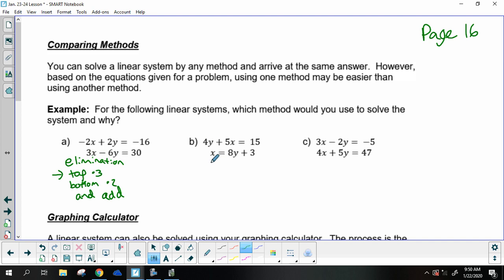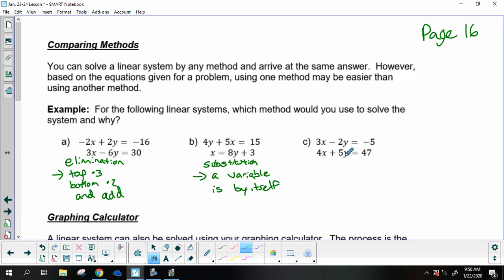For part B, one variable is by itself. That means I would probably substitute the 8y plus 3 in for x in the top. A variable is by itself.